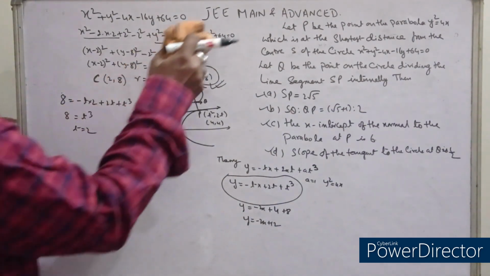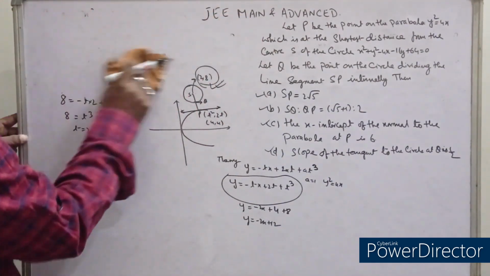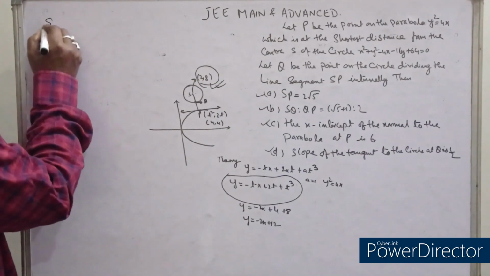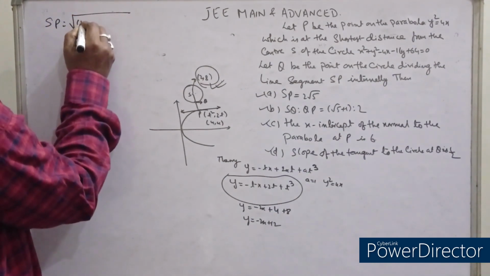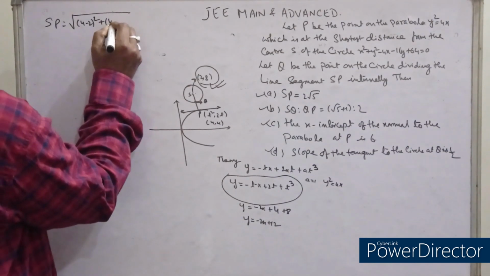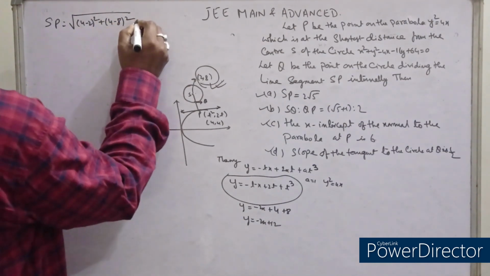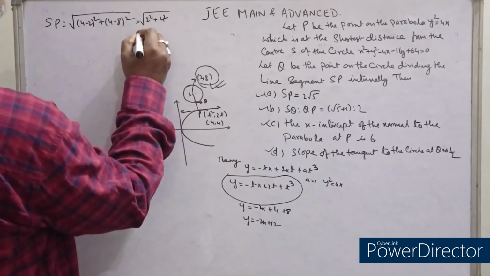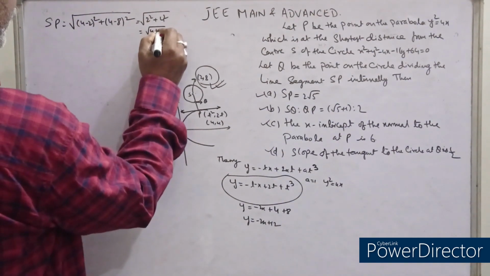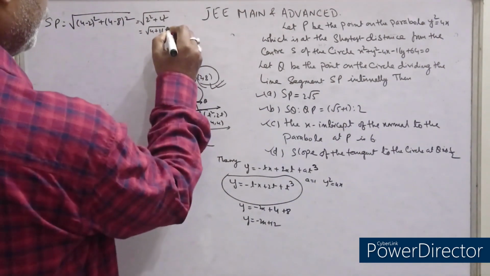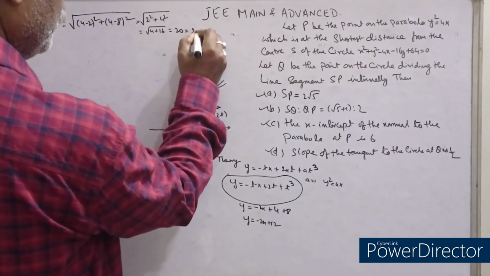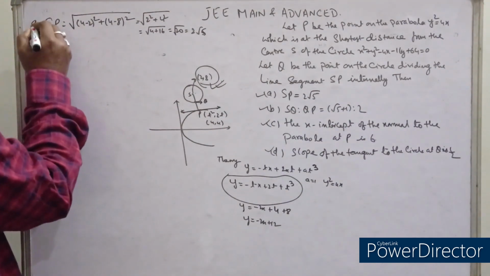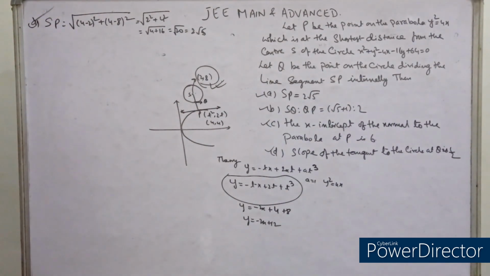Here you see, first is your SP distance. Your SP distance will be the square root of (4 minus 2) whole square plus (4 minus 8) whole square. So this comes out to be root over 2 square plus 4 square, so this is 4 plus 16, so this is 20. So this is equal to 2 root 5. So your first option A is correct.